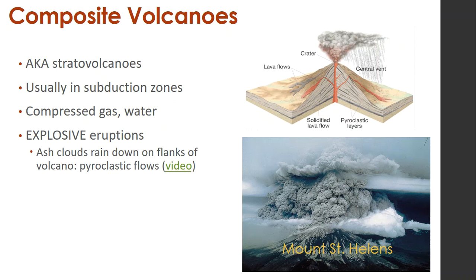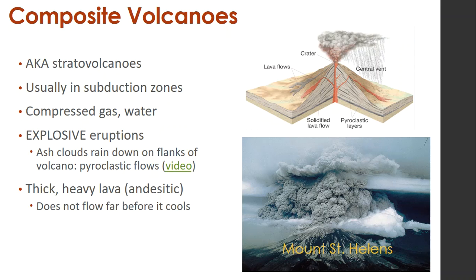So you get these ash clouds that rain down on the flanks of a volcano, known as pyroclastic flows. There's a video of it that you'll watch outside of this lecture. You also get this thick, heavy lava that is called andesitic, but the main damage from these eruptions is this pyroclastic flow that happens. This thick, heavy lava, because it's so thick, it just kind of dribbles down. It doesn't really flow very far before it cools. It's moving very, very slowly. And so you wind up with these very steep sided cone-shaped mountains, volcanoes, excuse me.